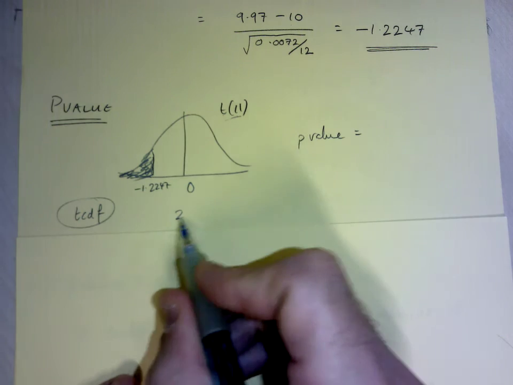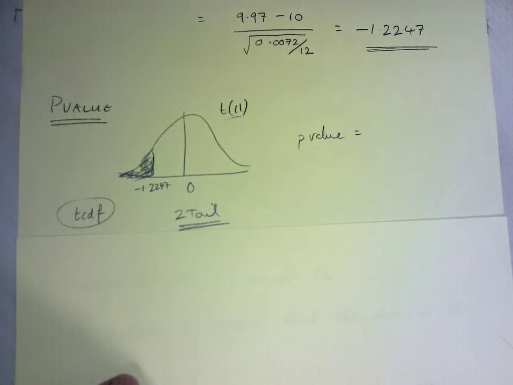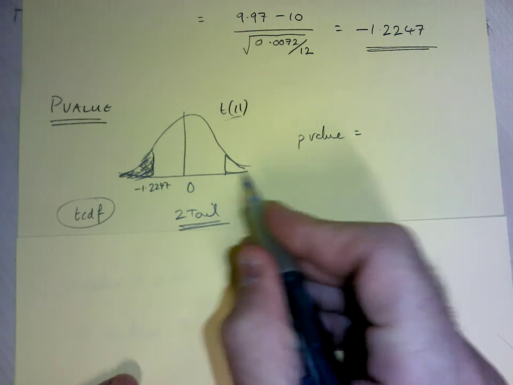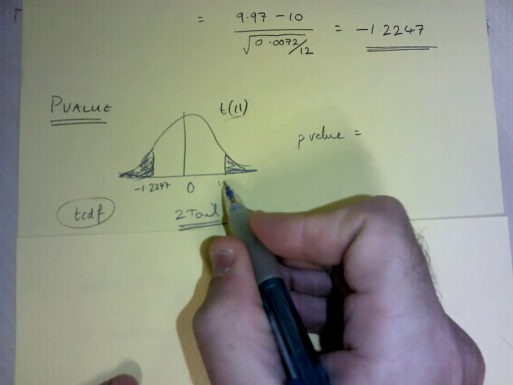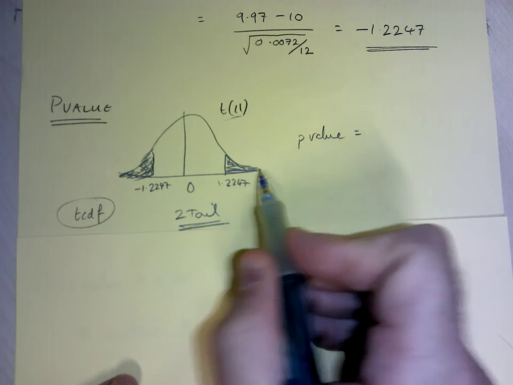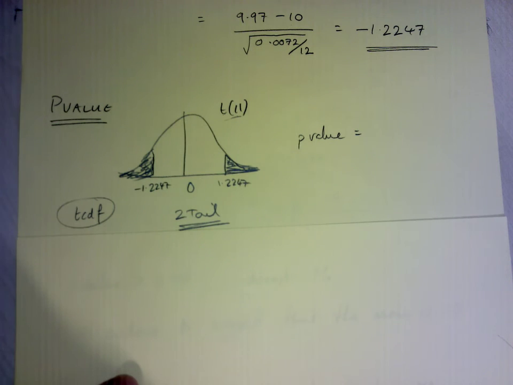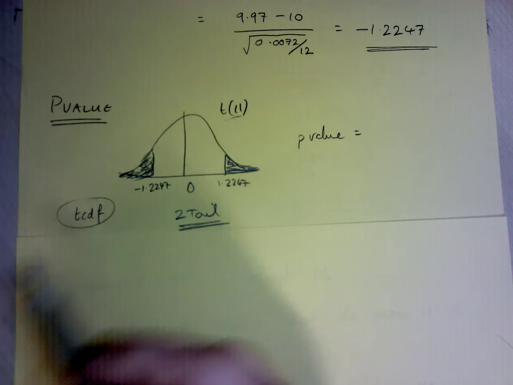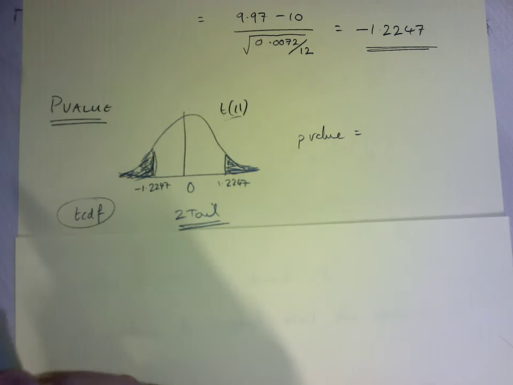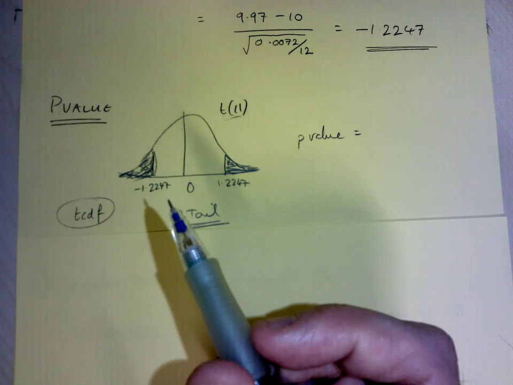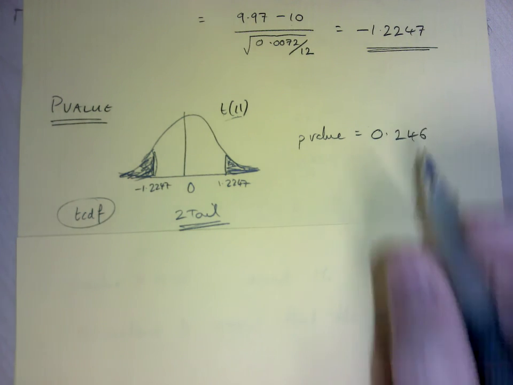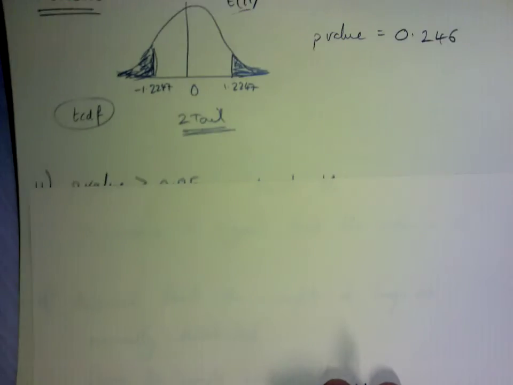But because this is a two-tailed test, the p-value also needs to include a result being as bad or worse on the other half. So 1.2247, this area contributes towards the p-value as well. So I'll use my calculator to find this area, and then I'll double it, and I'll just check that we get the answer. For that, the p-value should come out to be 0.246. So that's part 1.